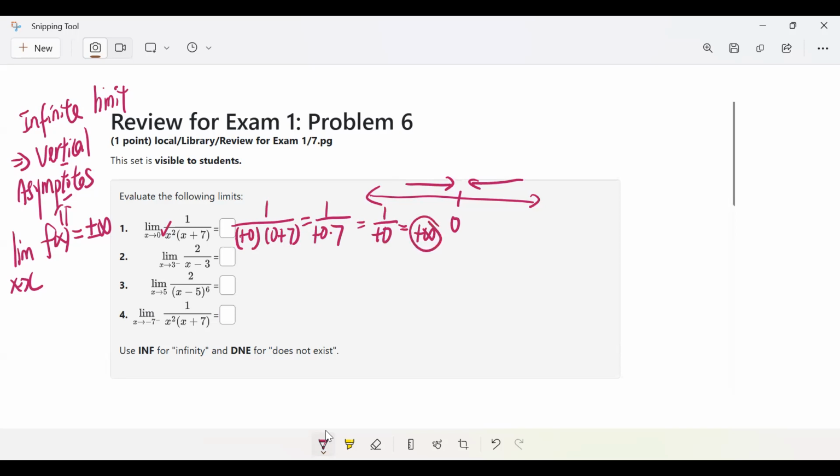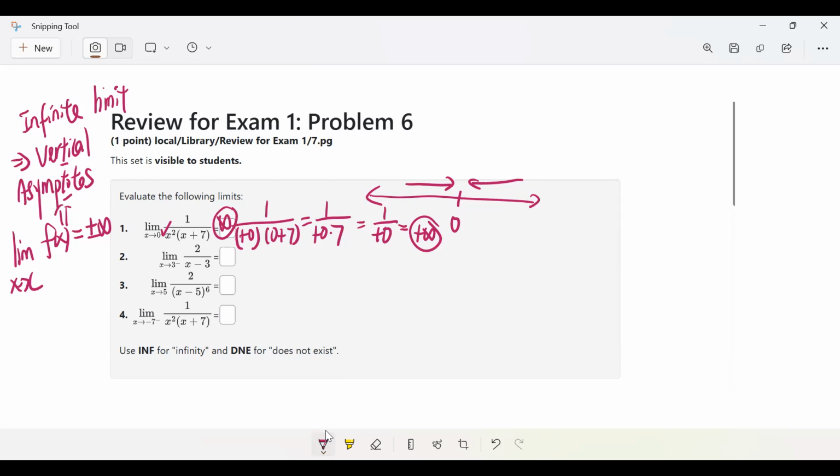So the answer here will be infinity. That's what we try to figure out, right? If you put negative infinity, then it's wrong, meaning your analysis is off. Because for this rational function, when x approaches 0, the y value approaches infinity here.